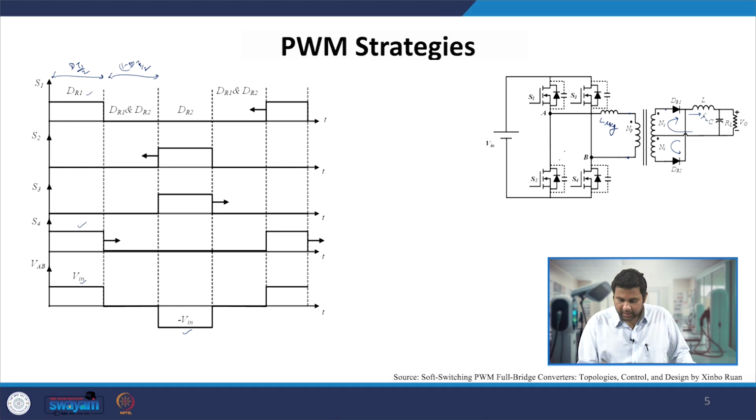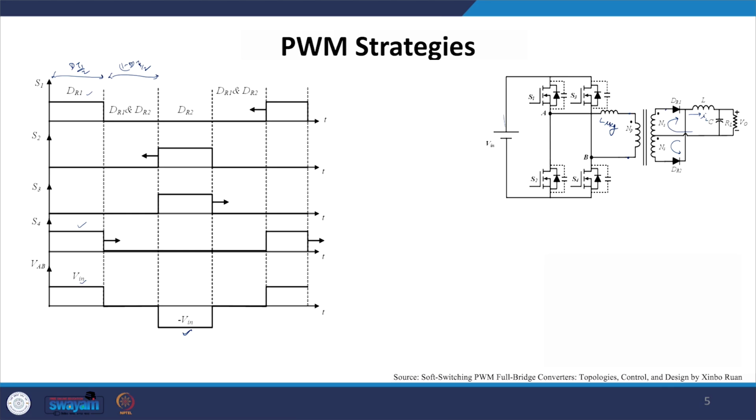because when these two are on, the positive terminal of the DC link is actually connected to B point, and when S2 is on, the negative terminal of the DC link is connected to A point. So we have minus V in voltage appearing across VAB. However, there are some possibilities we have.